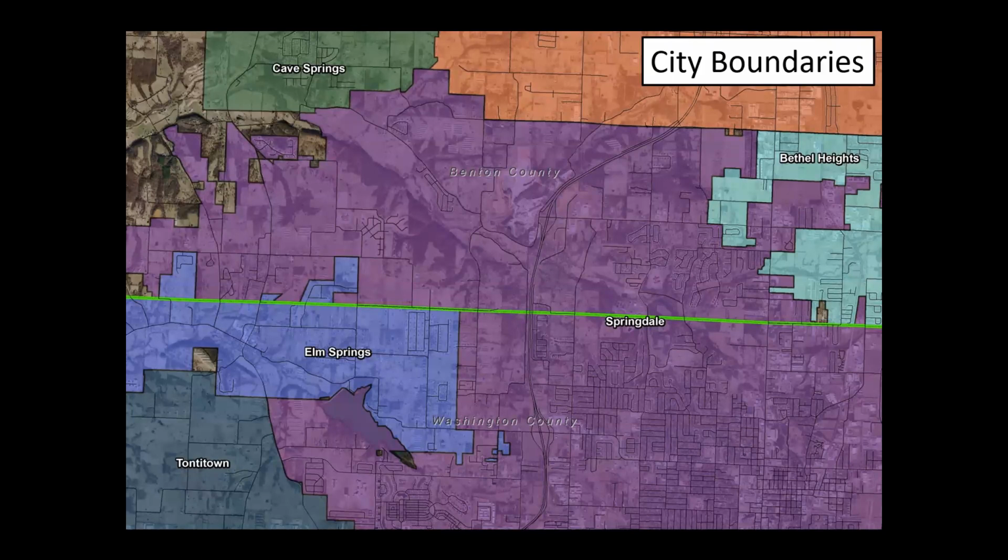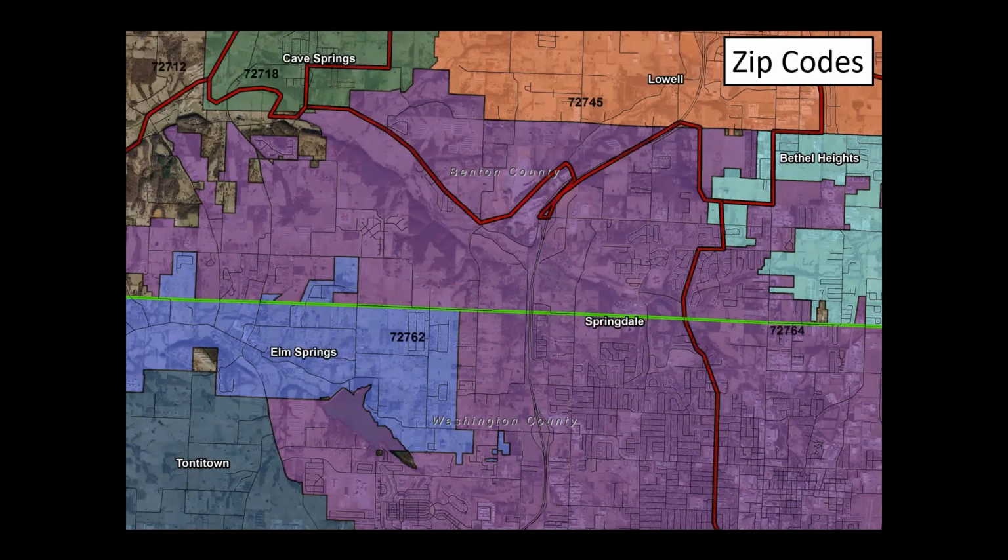This is an area in northwest Arkansas where these cities are all adjacent. It's a heavily incorporated area, and you see they're right next to each other with little to no gaps between the cities. And also in this case, Springdale, the city in purple, and Elm Springs span that county line in green, so they actually fall into two counties. So stepping through this, the red lines here are zip codes.